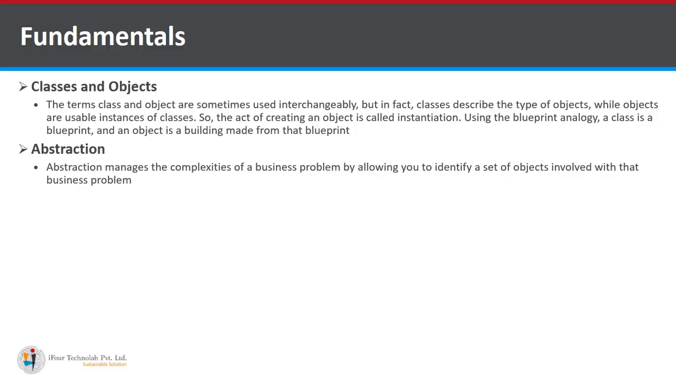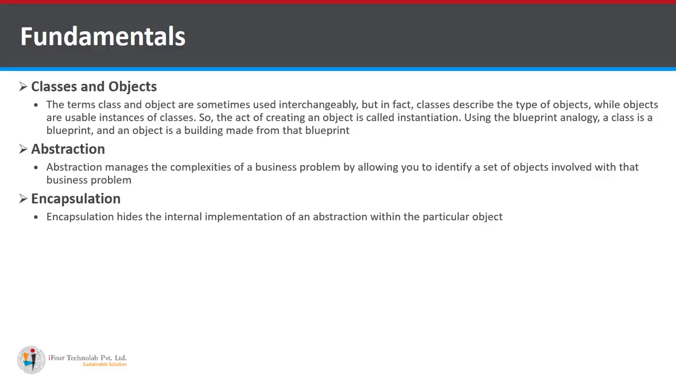Abstraction. Abstraction manages the complexity of a business problem by allowing you to identify a set of objects involved with that business problem. So it is not necessary to include each and every object in abstraction, but only the set of objects. Encapsulation. Encapsulation hides the internal implementation of an abstraction within the particular object. It is nothing but to hide the data from a user which is not relevant to show them.